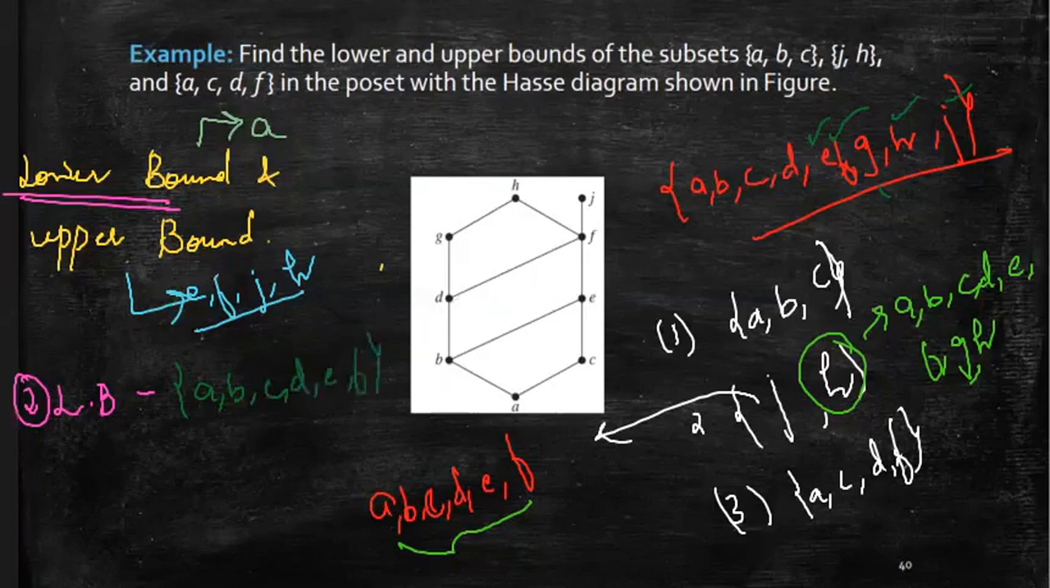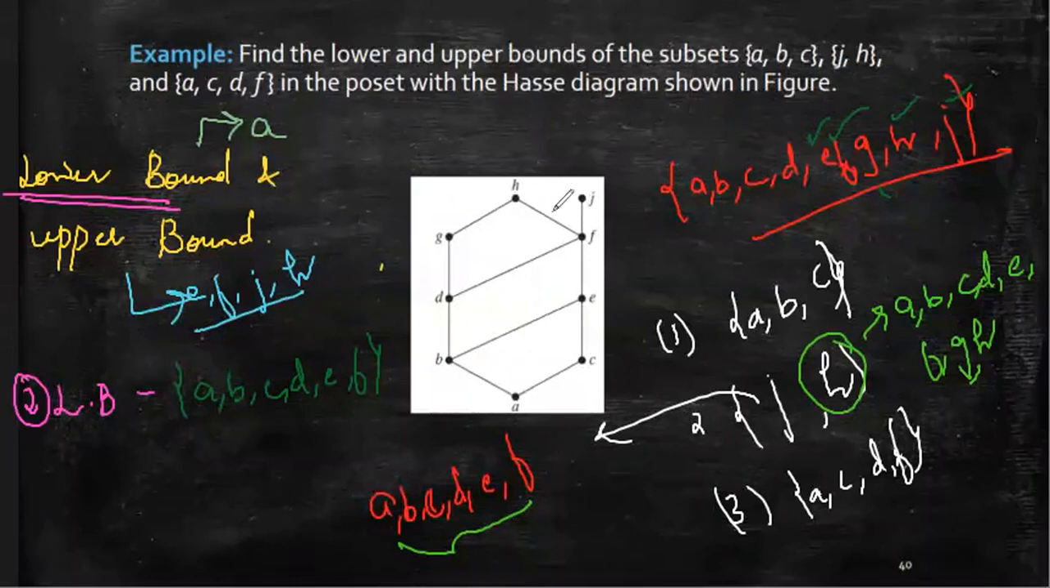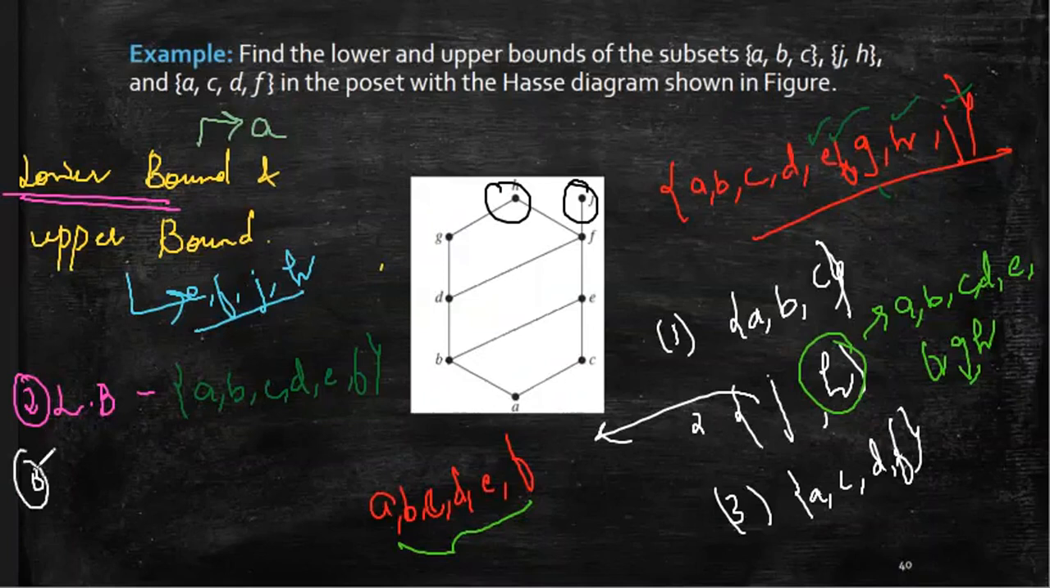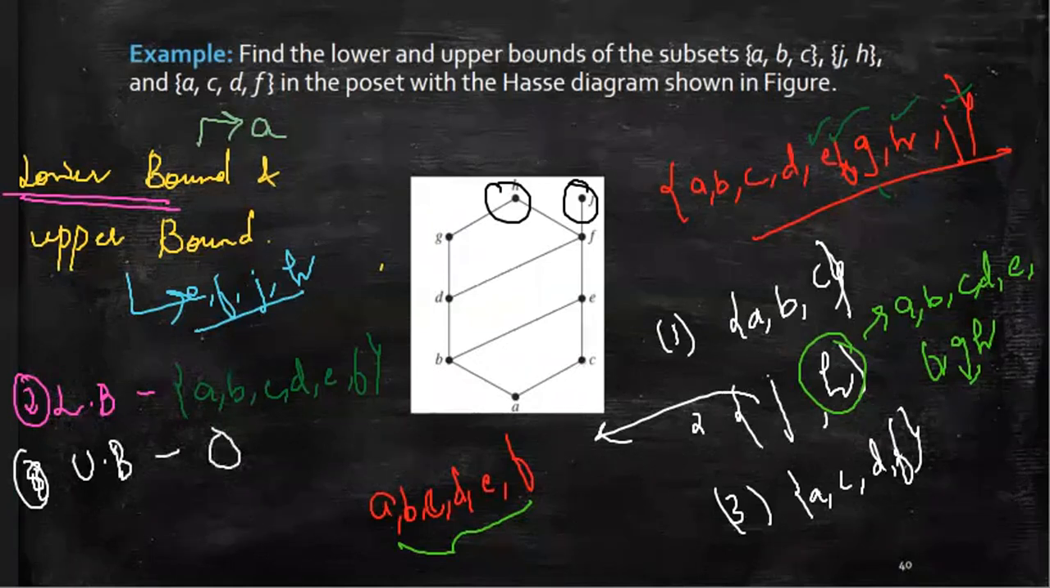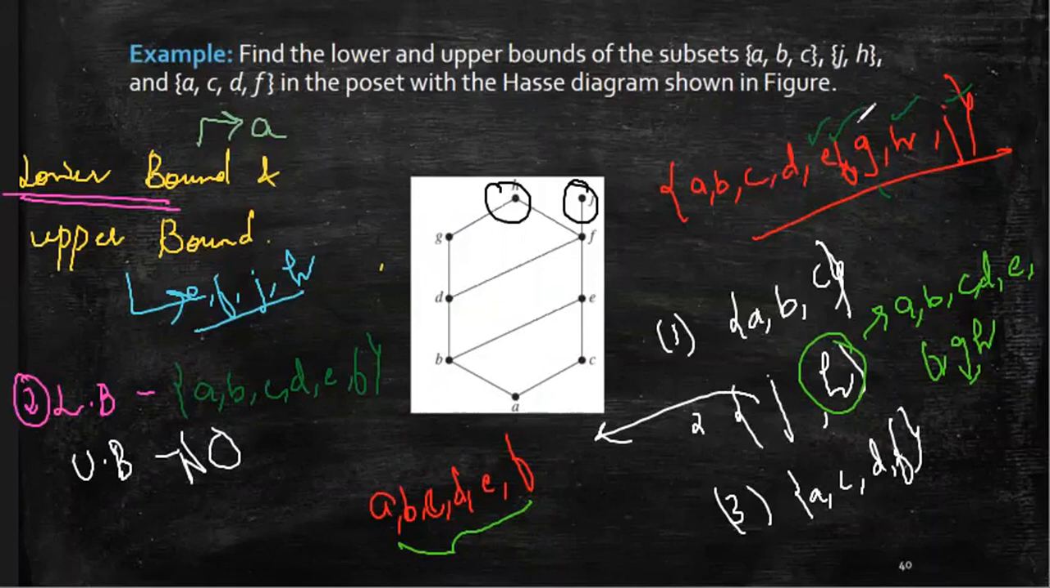Okay. Now what about the upper bound? For the upper bound of this set, if you notice in this diagram, we have J and H. Are there any elements greater than J and H? No, there are no elements greater than J and H themselves. So there will be no upper bound for the second case. So this is your second case and there are no upper bounds for it. You can just mention that there is no upper bound.